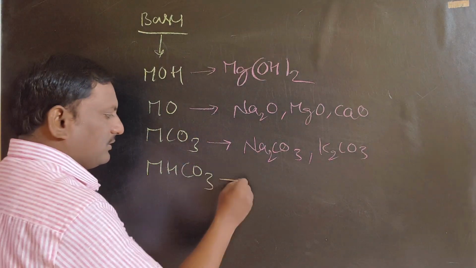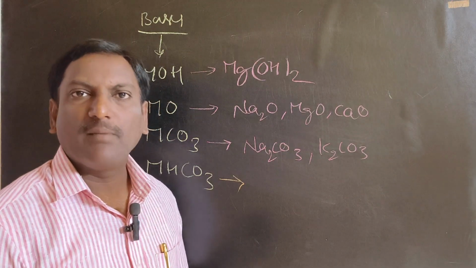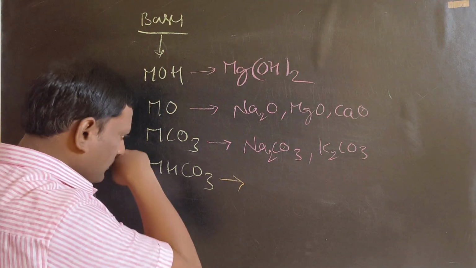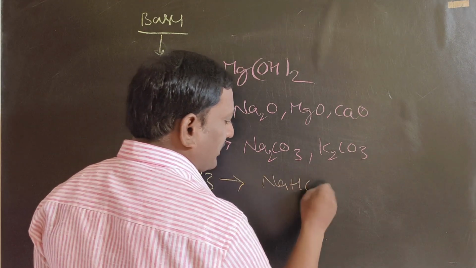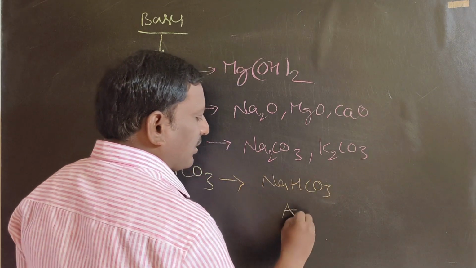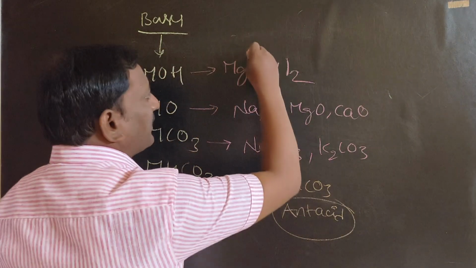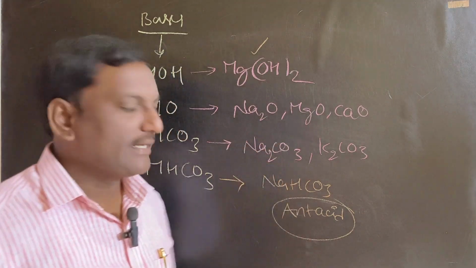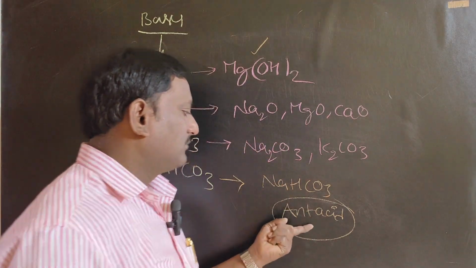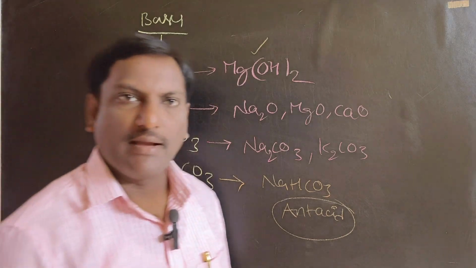Next, generally metal bicarbonates are also basic in nature. Example, baking soda. Baking soda is also used as an antacid. Please remember this. Milk of magnesia is used as an antacid. Baking soda is also used as an antacid.